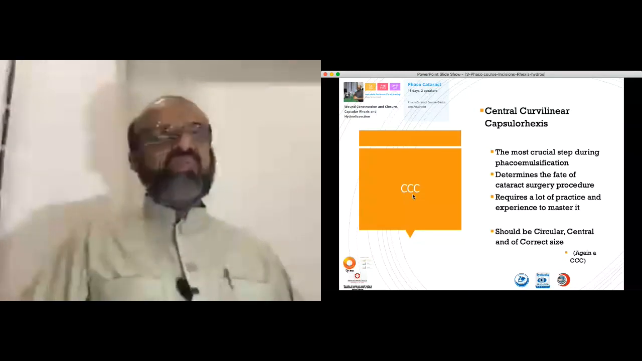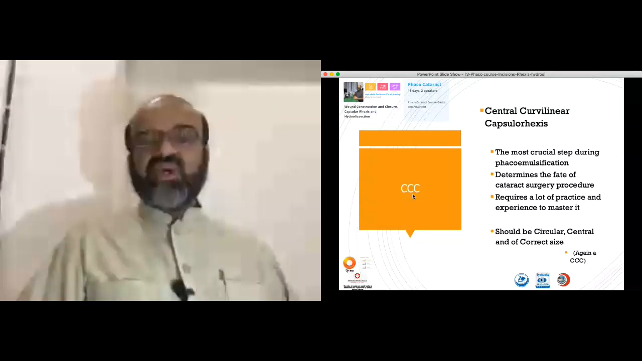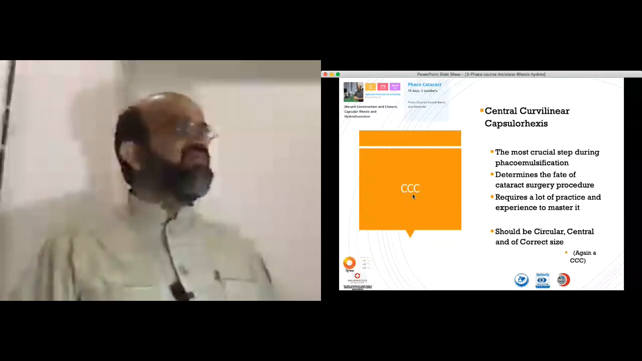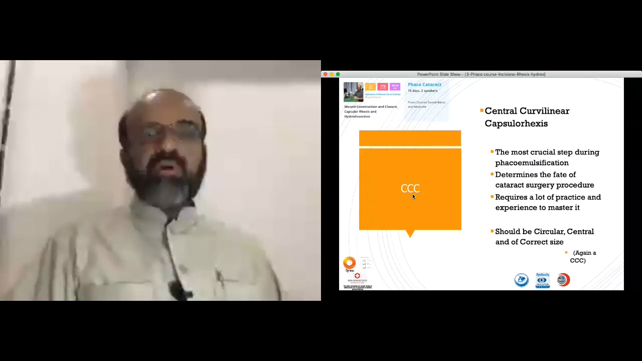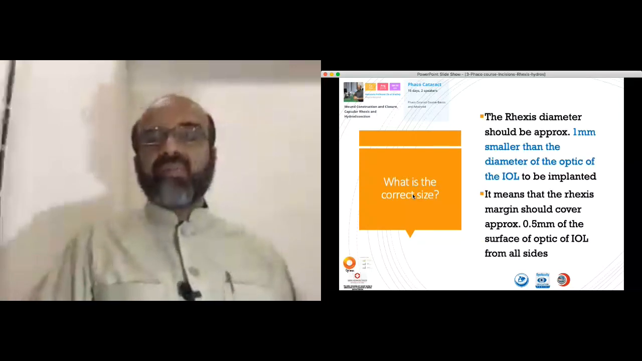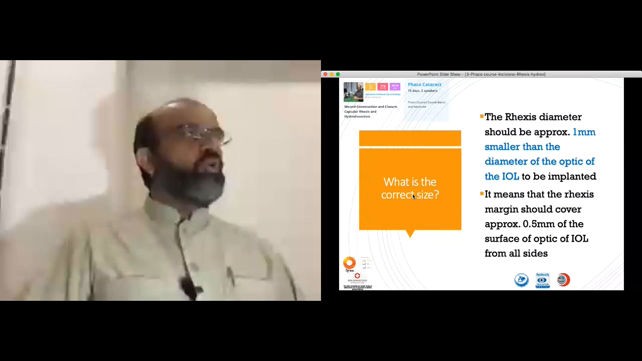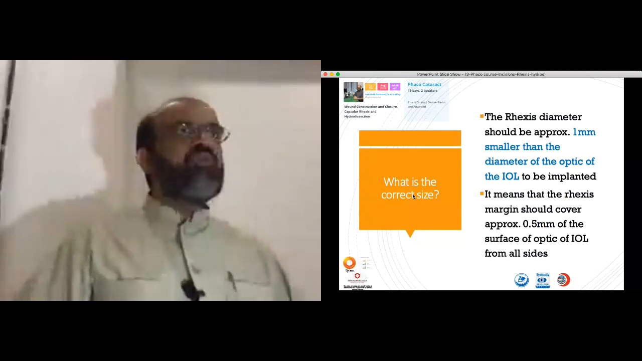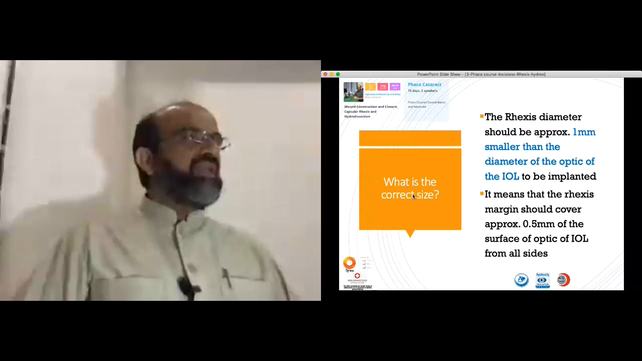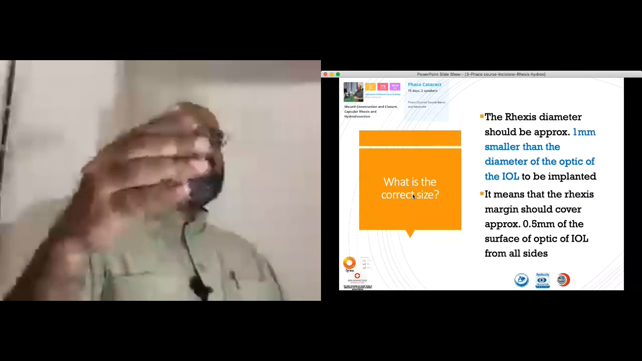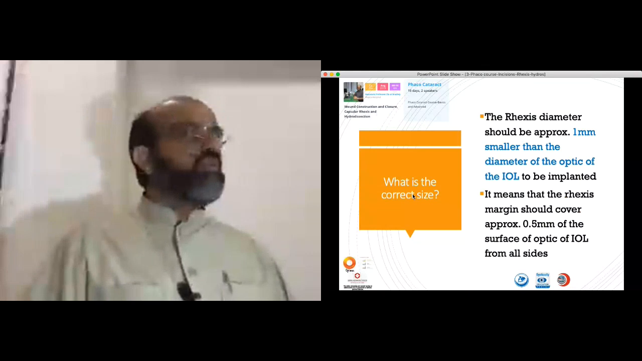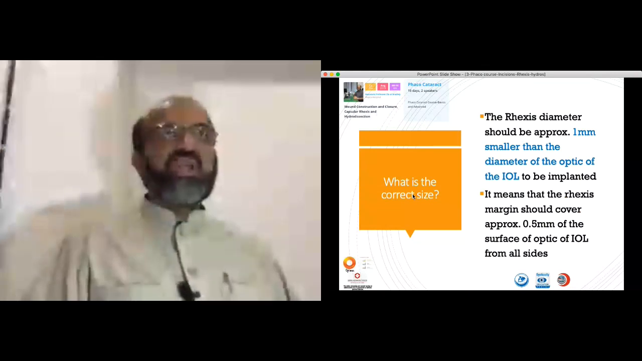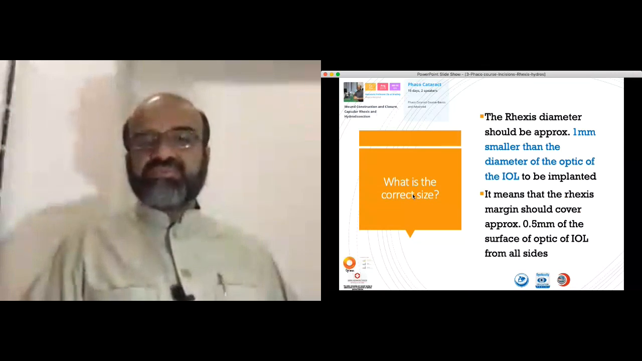So it determines the fate of cataract surgery, requires a lot of practice, and should be circular and correct in size. What is the correct size? About 5 to 6 millimeters. And the rule is that your rhexis needs to be about 0.5 to 1 millimeter less than the optical diameter of the lens you are going to implant. So that's the rule you follow once you are aiming for the size of the rhexis.